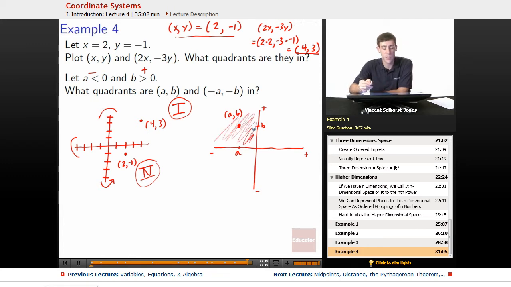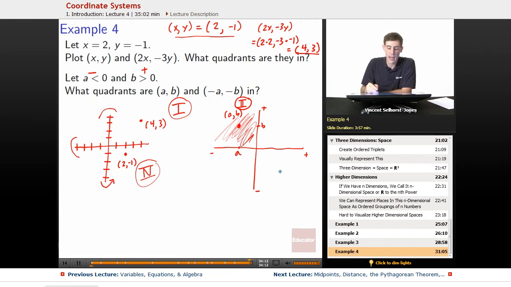We have no idea what the specific values of a and b are, but we know that it's going to have to fall in there because we know that its x-coordinate, its horizontal coordinate, is negative. It's on the left side of the vertical line. And we know that its vertical coordinate, its y-coordinate, is positive, that it is on the top side of the horizontal line. So we know that we're somewhere in this quadrant, which is quadrant 2. So we are somewhere in quadrant 2.